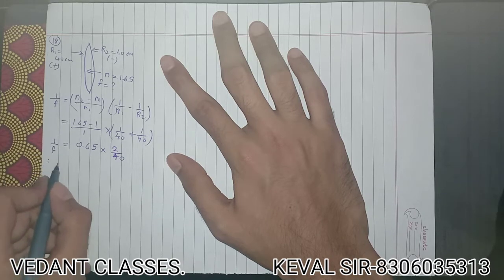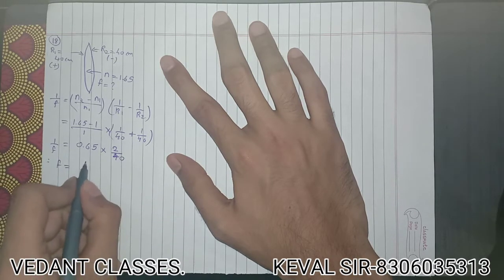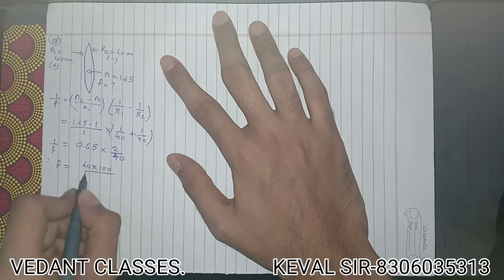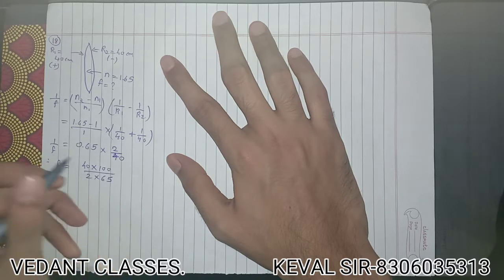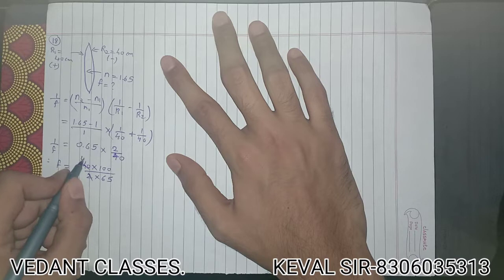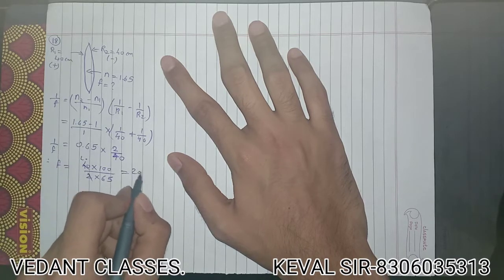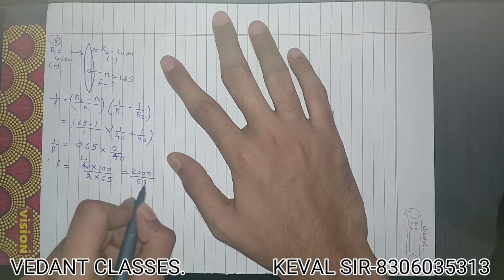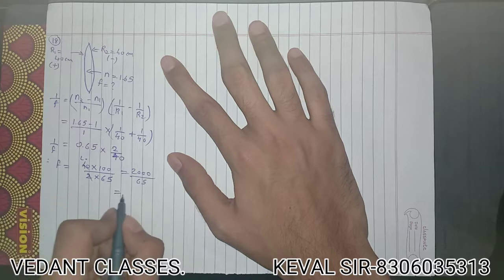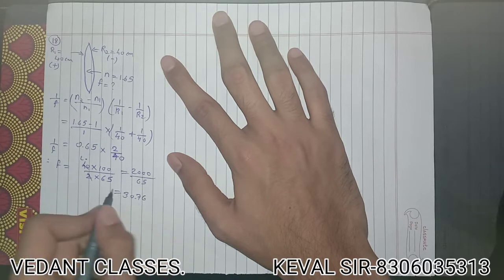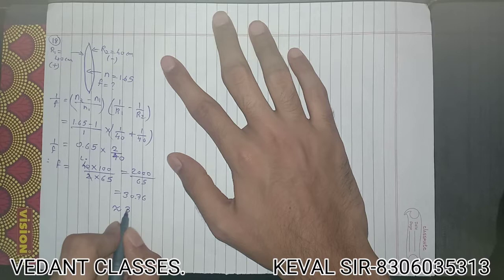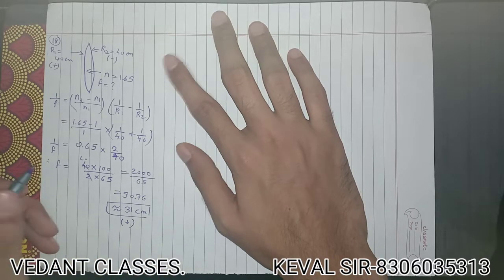Okay, so the value of f will be, you can write it as 40 into 100 upon 2 into 65. Now cancelling this 2, so this will be 2000 upon 65. Dividing these two values, you will get 30.76. So it will be approximately equal to 31 centimeter. Okay. So option B is the correct answer in this one.